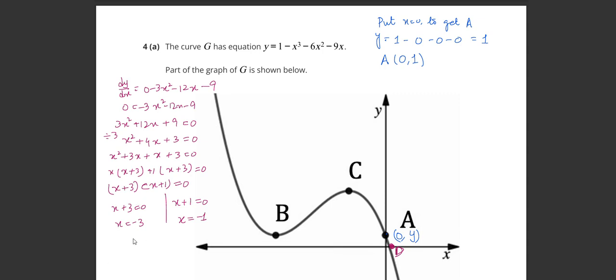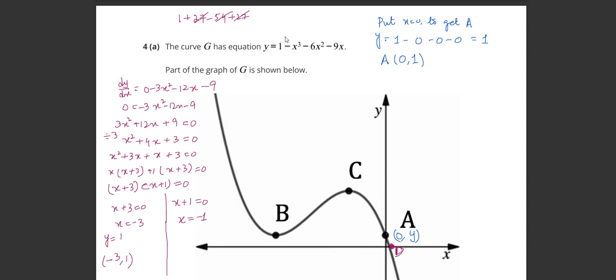Now, in order to find the value of y, you put x is equal to minus 3 into this equation and you will get what? You will get 1 minus, if you put minus 3, it will be minus 27, which will become positive 27. Then x squared is 9, 6 nines are 54, and then plus 27 as well. So this will cancel out and y will be equal to 1. So one of the points will be (-3, 1), and another point is at x equal to minus 1.